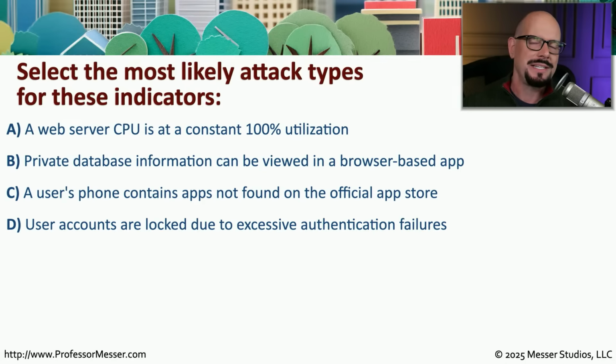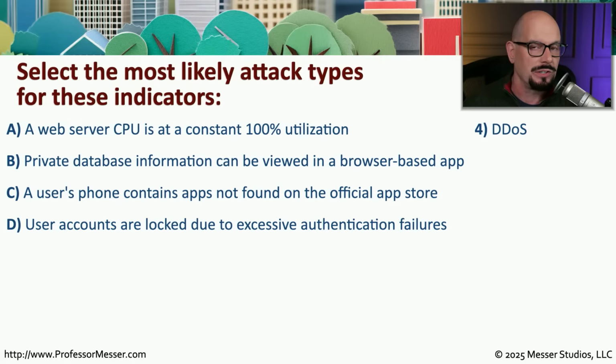You already did, but we're going to see how you did with this one. The first one is a web server CPU is at a constant 100% utilization. I would say in that particular case that other people trying to access that web server would probably find that that particular service is not available. Their ability to use that service was denied, and we refer to that obviously as a denial of service.